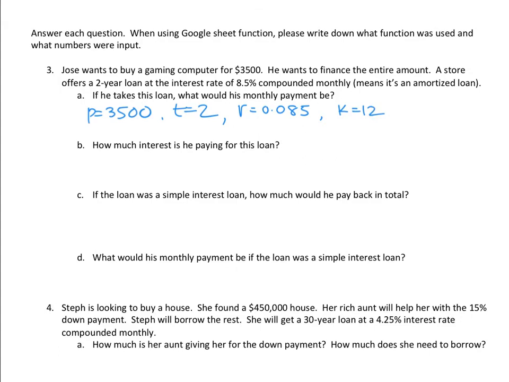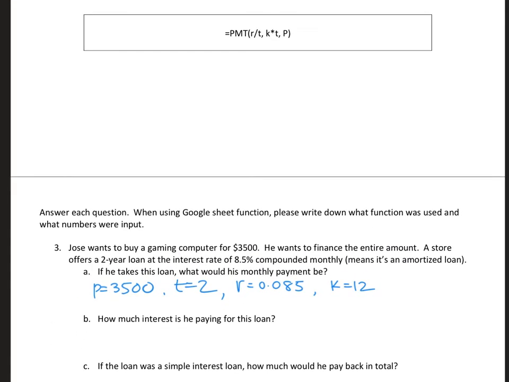So let's scroll down. So the formula was that. I'm going to input that into Google Sheet. So I'll do equals PMT. Interest rate is 0.085 over 12. So that's the first part. It says to input R over K, interest rate over the monthly. So that gives you a monthly rate, comma.